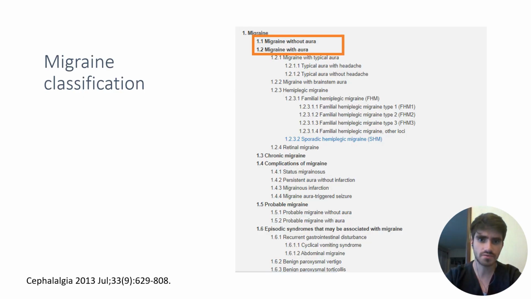In order to diagnose a migraine, we need to use the criteria set by the Third International Classification of Headache Disorders. While we have many different types of migraines set by this criteria, most of the migraine cases tend to fall within these two categories: the migraine with aura and the migraine without aura.